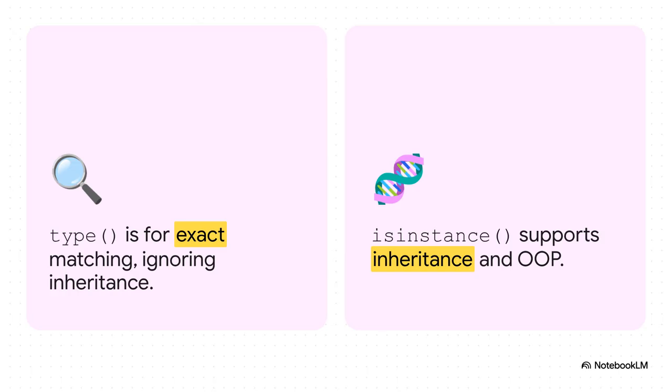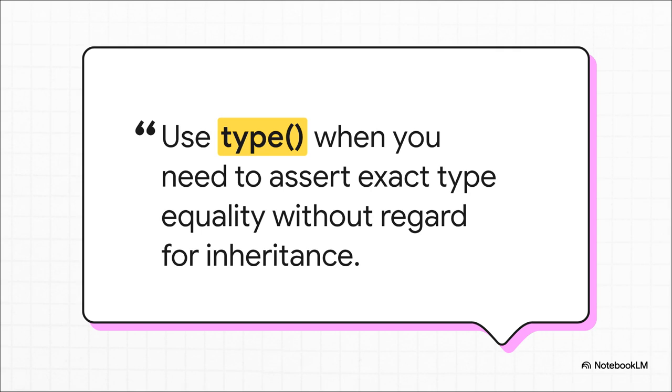IsInstance, on the other hand, is much more flexible. It actively acknowledges class inheritance. If an object is an instance of a subclass, isInstance correctly recognizes it as belonging to the parent class too. This makes isInstance the absolute go-to choice for object-oriented programming. To sum it up perfectly, the Vultr docs say, use type function when you need to assert exact type equality without regard for inheritance. Opt for isInstance function when dealing with object-oriented designs. Getting this right is literally the difference between a brittle script that breaks unexpectedly when given a custom data type and a robust, scalable application that handles complex inheritance elegantly.